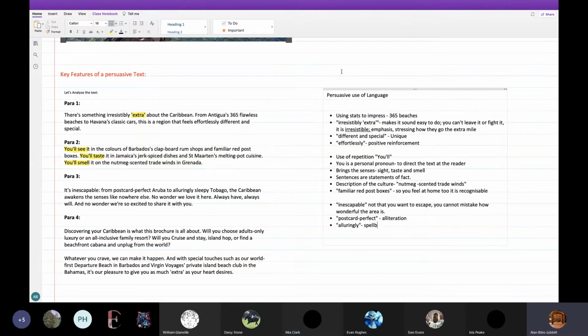It's this idea of it being spellbinding, captivating, bewitching. It's that whole idea that you cannot help but fall in love with these places. Yes, good.